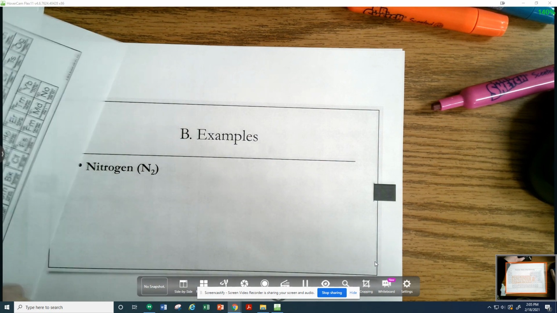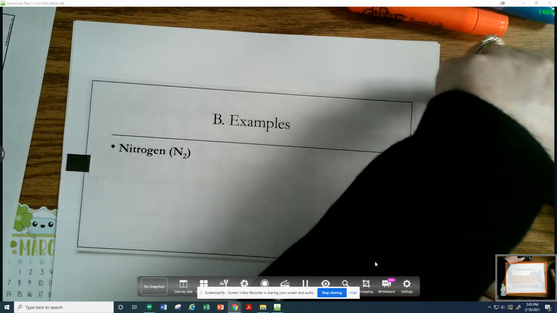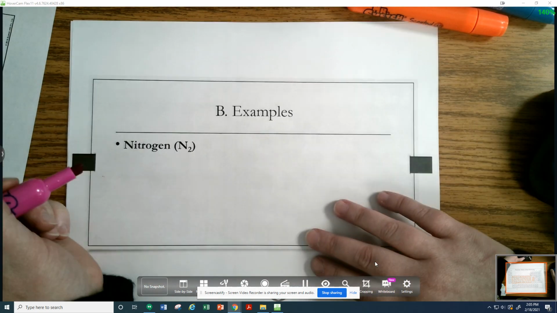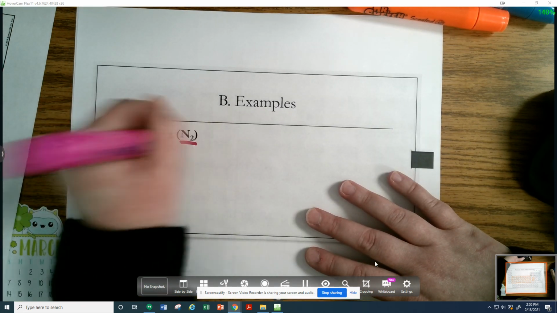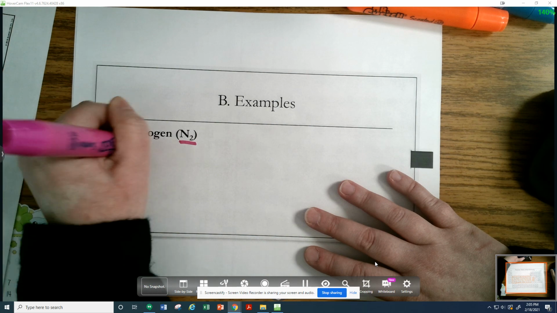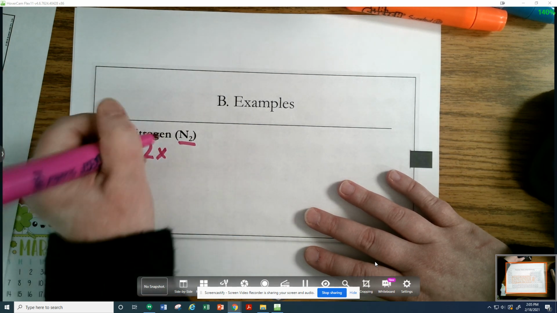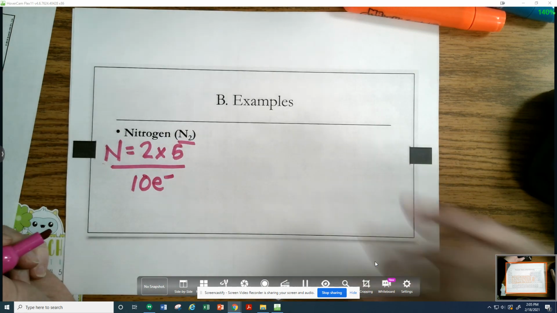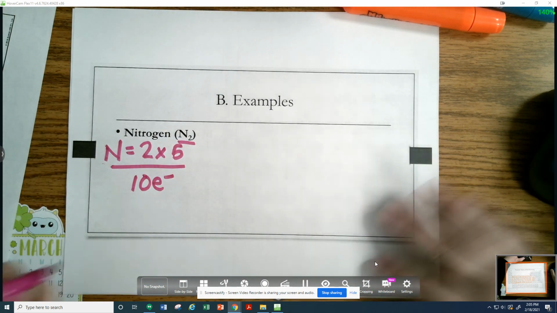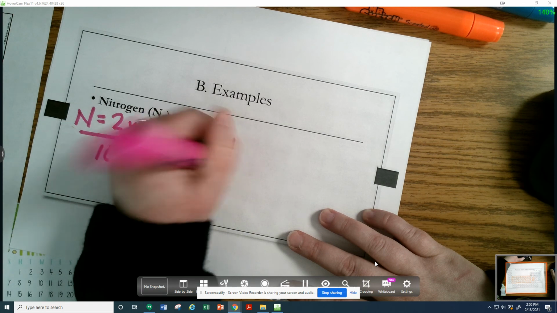If you want to take a moment, actually don't do that quite yet. I was going to tell you to pause and work this one out on your own, but let's not do that quite yet. So nitrogen is like oxygen. It's another diatomic. So the nitrogen in the atmosphere is N2. So we have 2 nitrogens. Looking at your periodic table, it has 5 valence electrons. Therefore, it has 10 electrons present. So like oxygen, there's no true central atom.